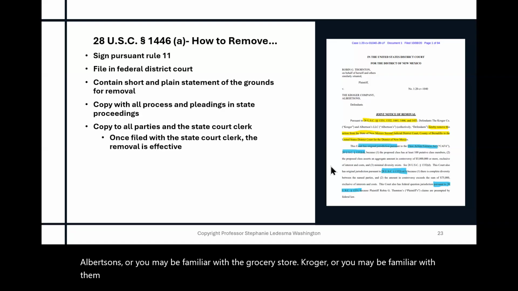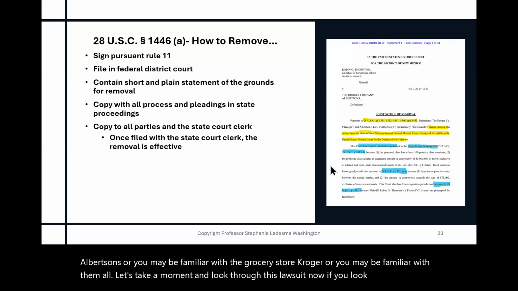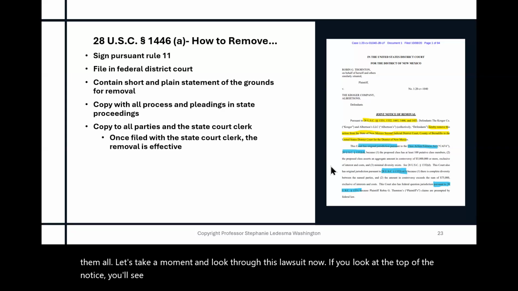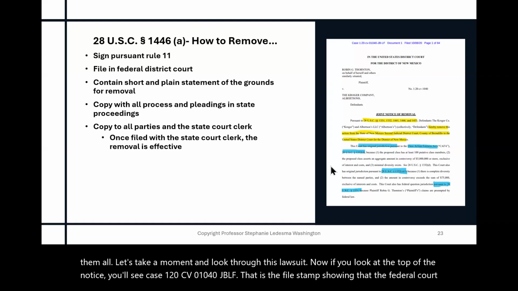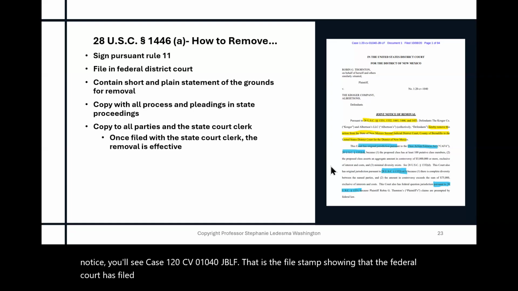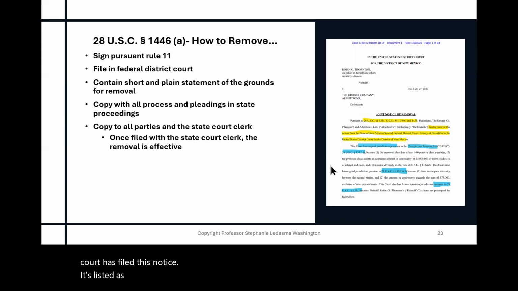Let's take a moment and look through this lawsuit. Now, if you look at the top of the notice, you'll see case 1:20-CV-01040-JB-LF. That is the file stamp showing that the federal court has filed this notice. It's listed as document 1. It lists the date, and it says this is page 1 of 94.